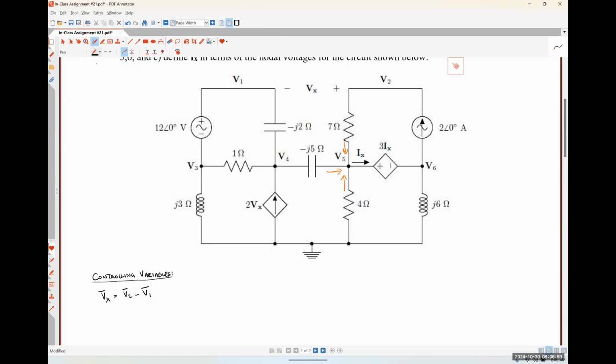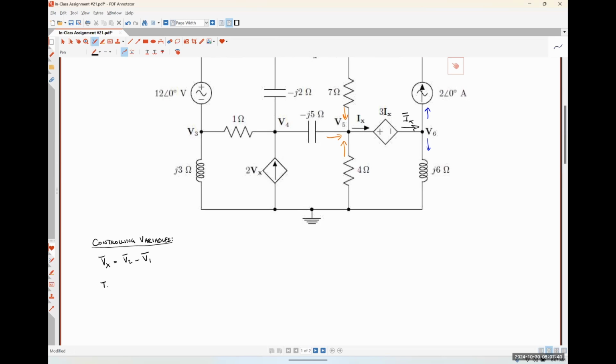And then the other option we would have is recognizing that Ix flows through that dependent source. So this is Ix as well. And so we could say that it is equal to this current flowing up plus this current flowing down. So either KCL at node 5 or KCL at node 6 gives us a relationship for defining Ix in terms of our nodal voltages. Either of them are correct. If I were doing this just by myself, I would do the KCL at node 6 version, but I'm going to explain both of them just in case you guys are wondering. Okay.